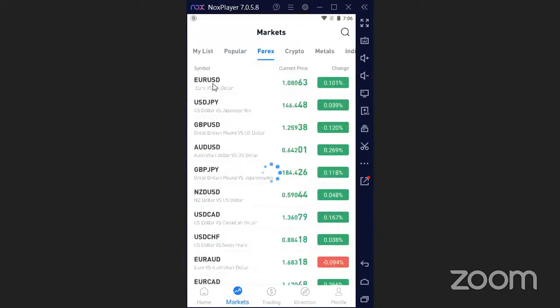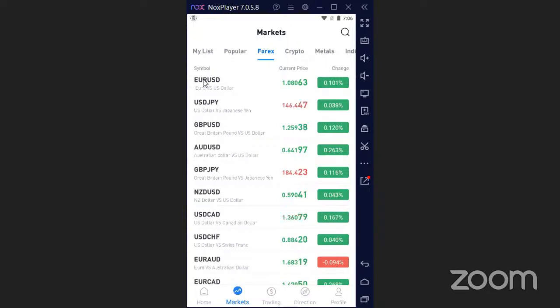Okay, so now these are currency pairs, right? We have our Euro USD, which is the European Euro against US dollars. We have USD JPY. This is United States dollars against Japanese yen.